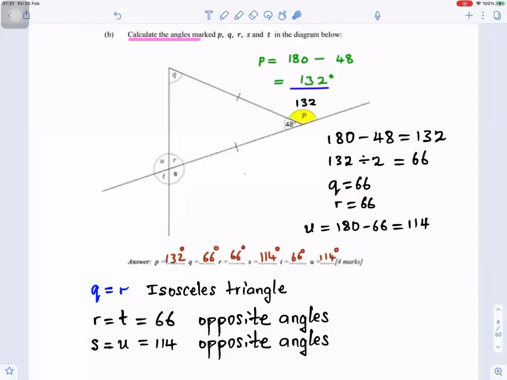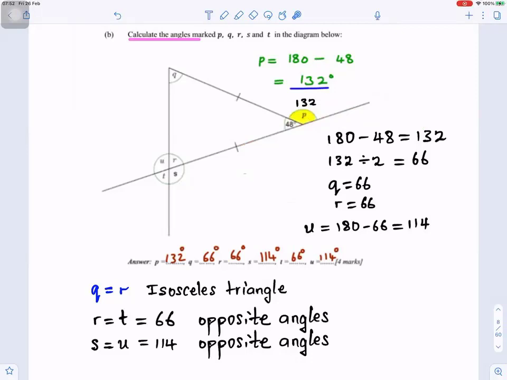Part B. We'll go here, a straight line. So these two angles will add to 180. So 48 plus P is 180. So 180 take away 48, it gives you 132. So P is 132 because this is a straight line and these two would add to 180.